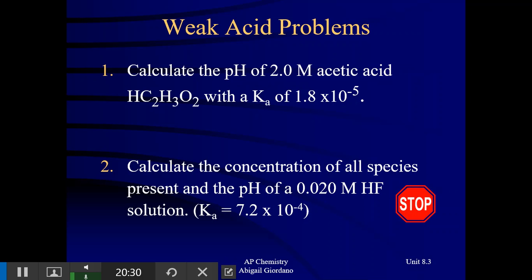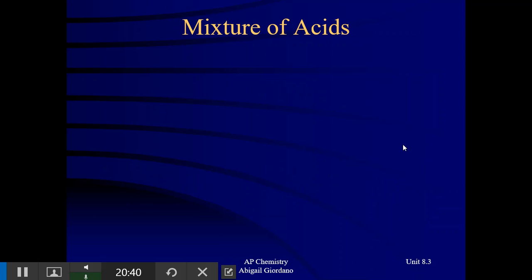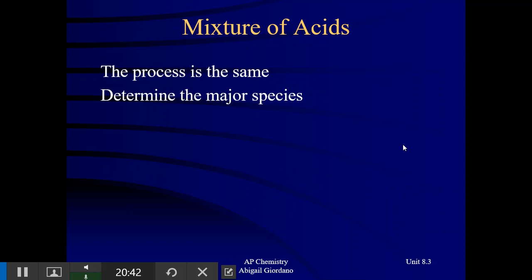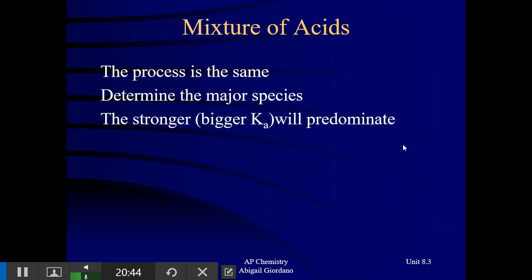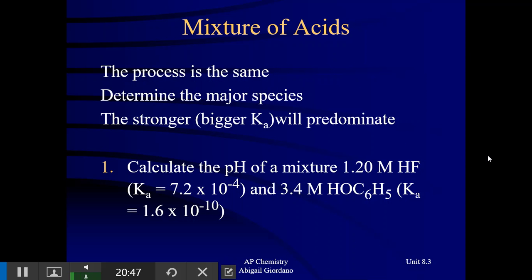Okay? So there's nothing actually all that new in these problems than what we did in the last equilibrium unit, but it's just putting it in a different context. Now, I want you to look at a problem here, which we're actually not going to work through. I just want to talk about it for a minute. What if you were given a situation with not just one acid, but two acids?